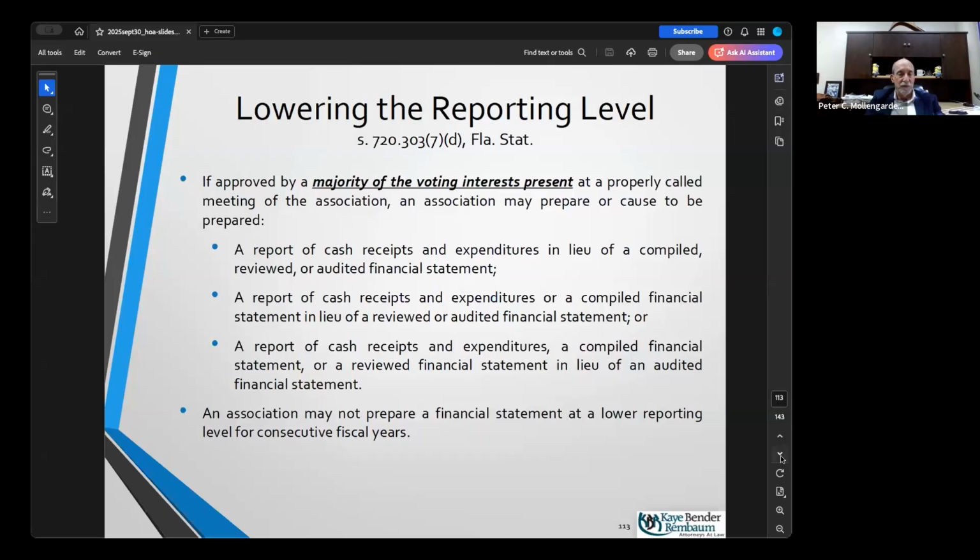So if it's voted or waived down to a lower level this year, then the next year you have to do the required level based on your revenue. But one statement I want to make here is, if your governing documents require a certain level, i.e. an audit, then that's what you have to prepare, notwithstanding what I just went through as far as potentially lowering it. If your documents require the audit, then that's what you have to do.